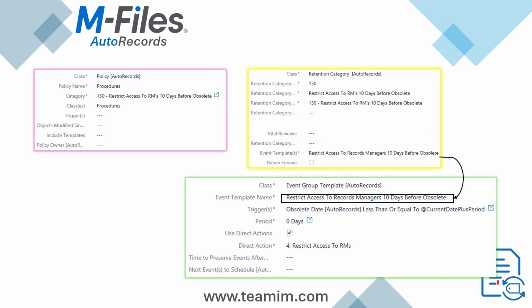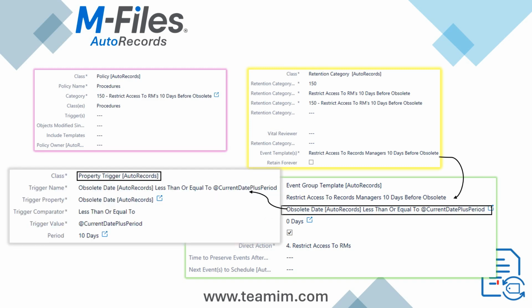The event group template is a configuration that controls how AutoRecords will treat documents that are part of this retention category. All event group templates follow a simple pattern of, after some triggering criteria has been met, wait some period of time, and then perform some action. For this event group template, we will use the obsolete date as our triggering criteria. Looking at the trigger, there are a few things that need some explanation. Notice that even though the obsolete date is a date property, we aren't using a date trigger.